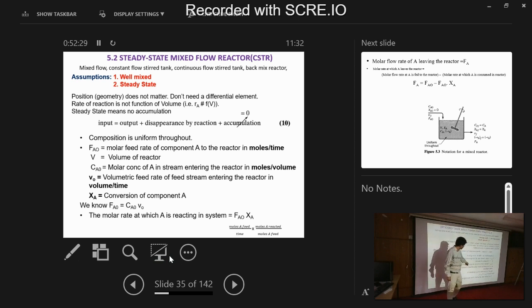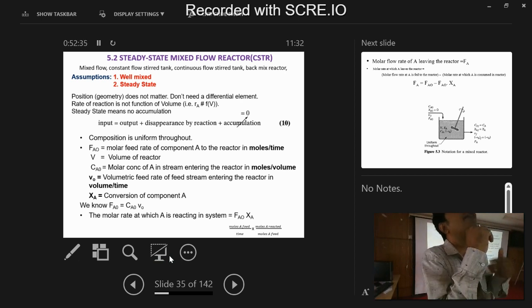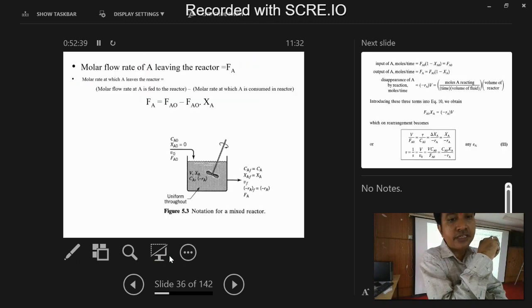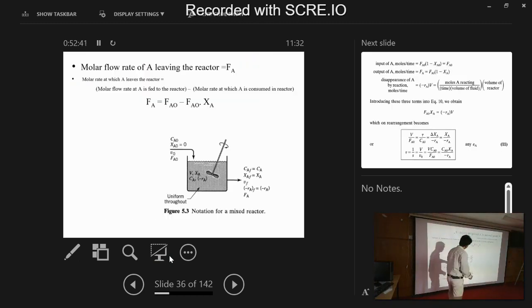Now I took the material balance. I use flow rates, molar flow rates. So FA naught is the in. Let us see the figure. You see the figure? I am feeding with concentration initially CA naught.